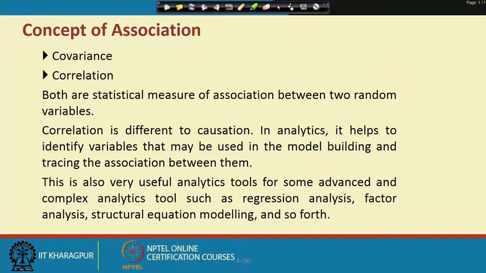So, it simply starts with covariance and correlation. Covariance is simply the degree of association between two variables, and it is not a unitless measurement technique, while correlation is a unitless measurement technique and it is a standardized component.